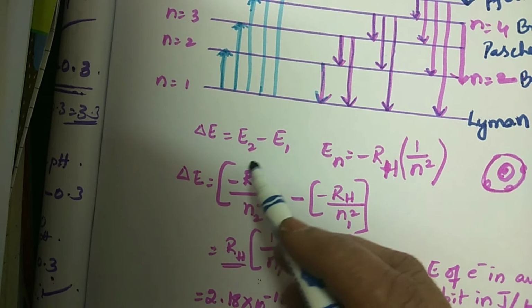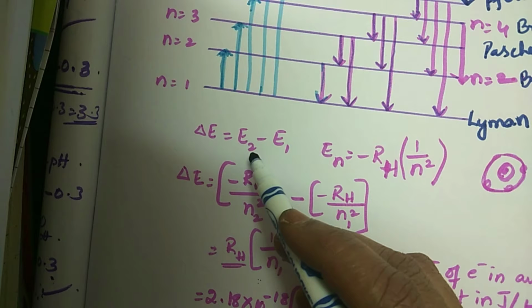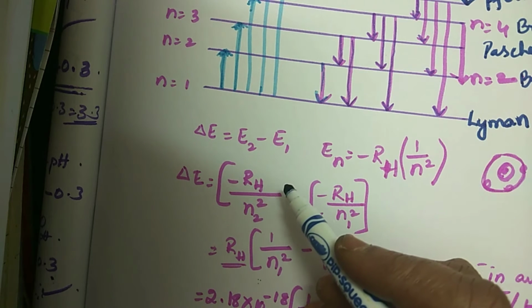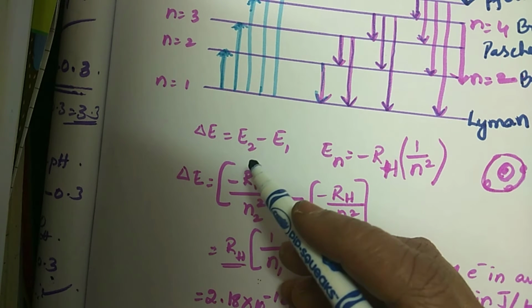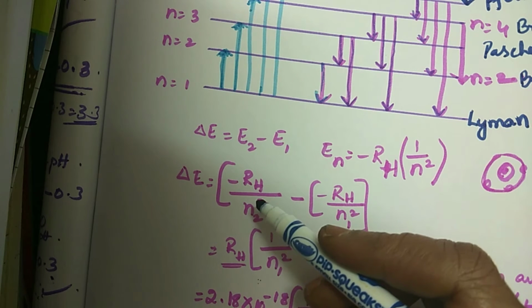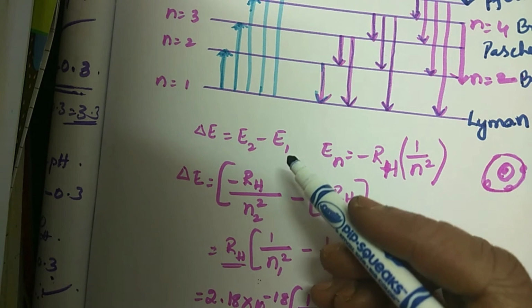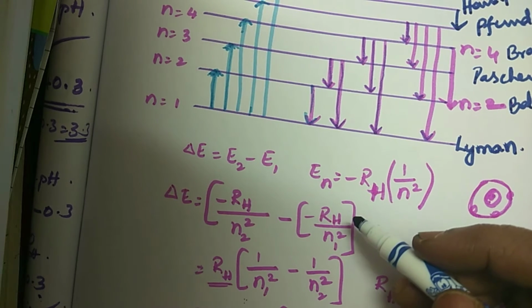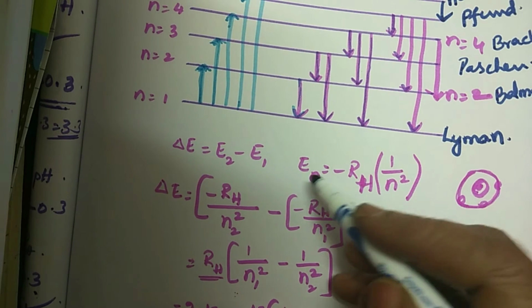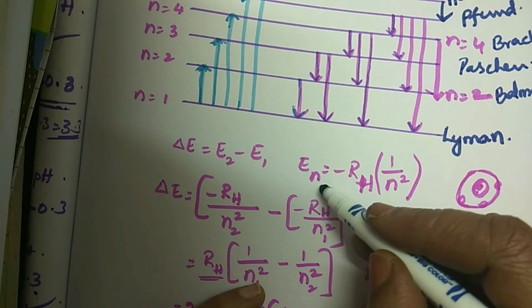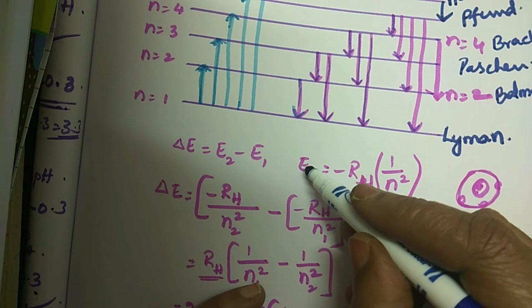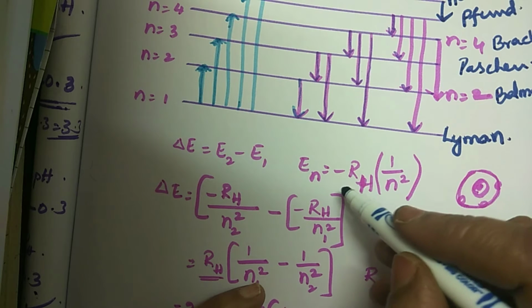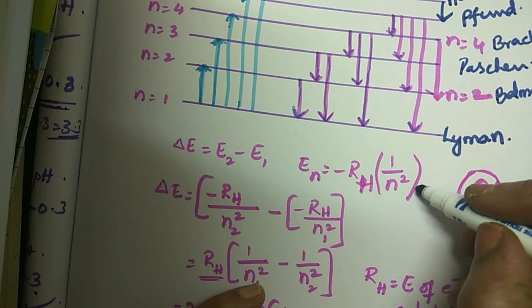Okay. Now, what is the difference of energy between the two energy levels? Difference of energy is E2 minus E1, where E2 is the energy of higher orbit and E1 is the energy of lower orbit. E2 is the energy of the orbit from which the electron is coming, and E1 is the energy of the orbit to which the electron is coming, right? Now, what is the energy of a particular orbit? The energy of an orbit is En, where n is the principal quantum number, right? It is minus RH 1 by n square.